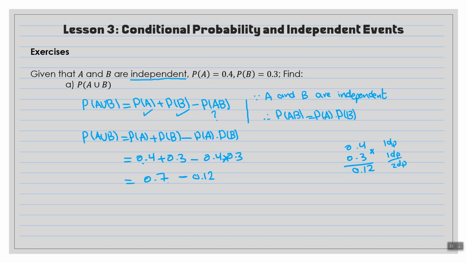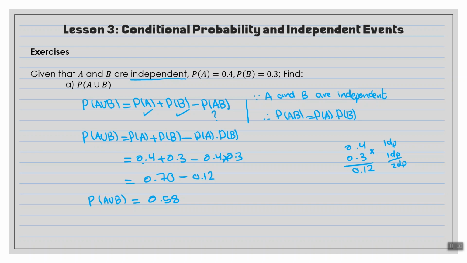Now in subtraction and in addition, if you want to subtract or add decimals, you can't do it with different decimal places. This is two decimal places, this is one decimal place. You cannot subtract, you cannot add. What you need to do is add a 0 to the right, so it becomes two decimal places, two decimal places. Now you look at it like 70 minus 12. What is 70 minus 12? You will get 58. So this is the probability of A union B. I hope this one is clear.